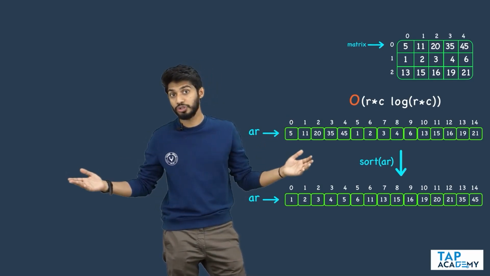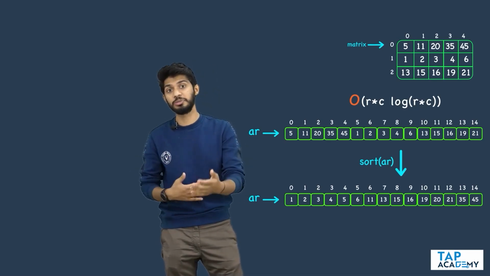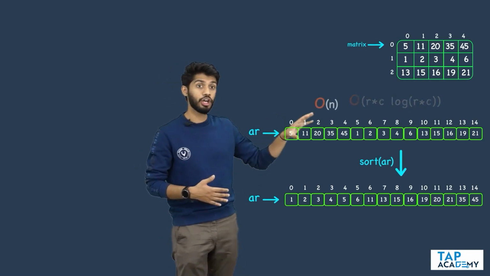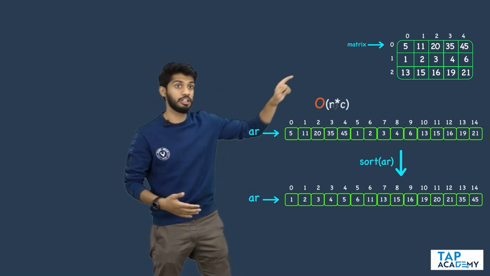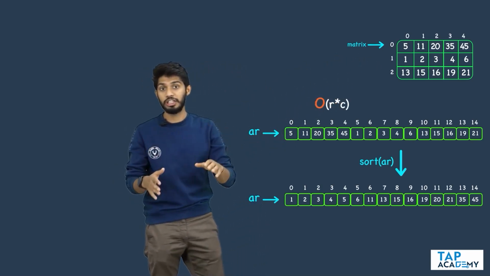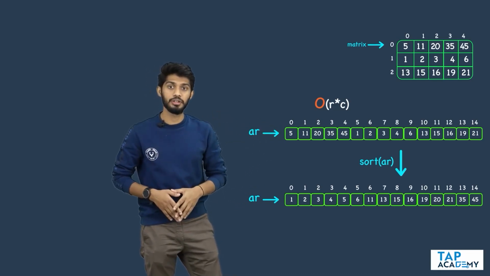So the space is also increased. So what is the space complexity in our case? In our case, the space complexity is again big O of n. Since we don't have n, we need to write it in terms of r and c, that's nothing but rows and columns. So it is nothing but big O of r into c is the space complexity.